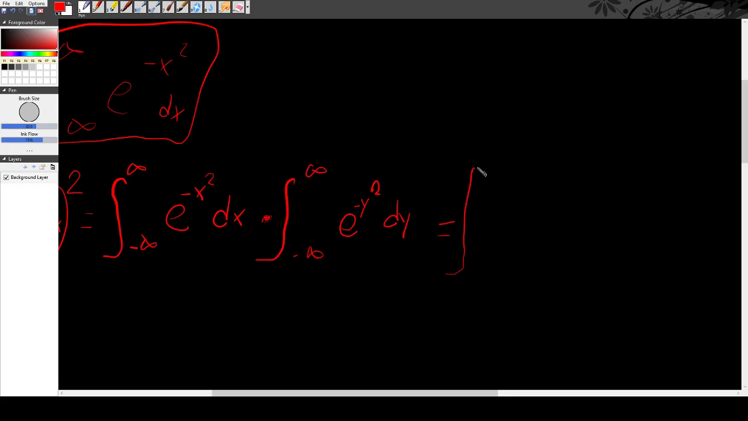So another thing about multiplying integrals is that we can just combine these two.